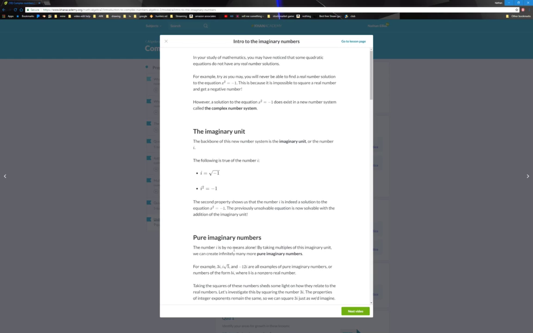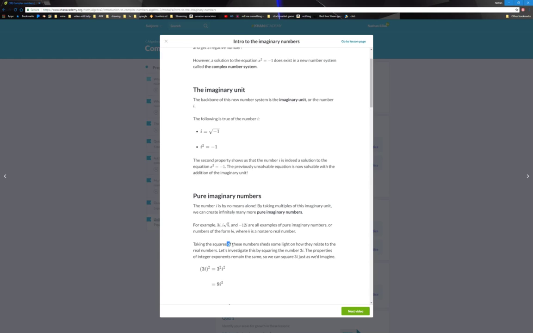The number i is by no means alone. By taking multiples of this imaginary unit, we create infinitely more pure imaginary numbers. For example, 3i, i square root of 5, -12i are all examples of pure imaginary numbers, or numbers in the form of bi, where b is a non-zero real number. Taking the squares of these numbers sheds some light on how they relate to real numbers. Let's investigate this by squaring the number 3i.